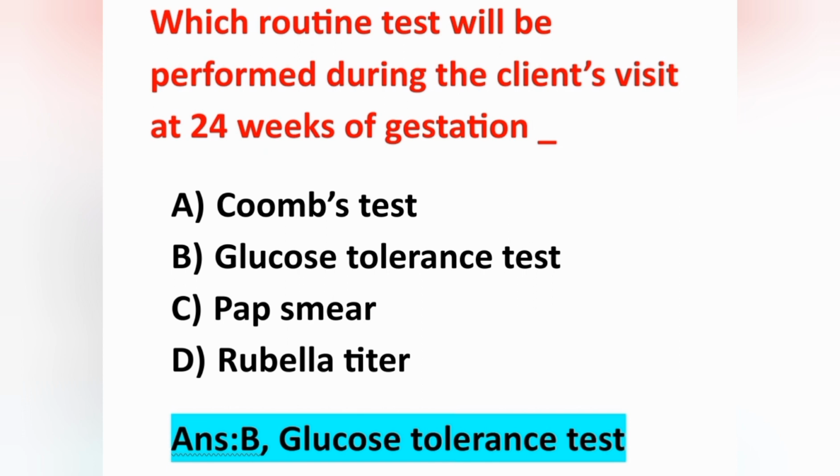The weeks is important. It is carried out from 24th to 28th week of gestation as a routine test, and it can be done up to 36 weeks of gestation. Okay, if a high risk pregnancy occurs, this can be done in early weeks, that is from 8 to 10 weeks of gestation, that is glucose tolerance test. Here option B is the correct answer.